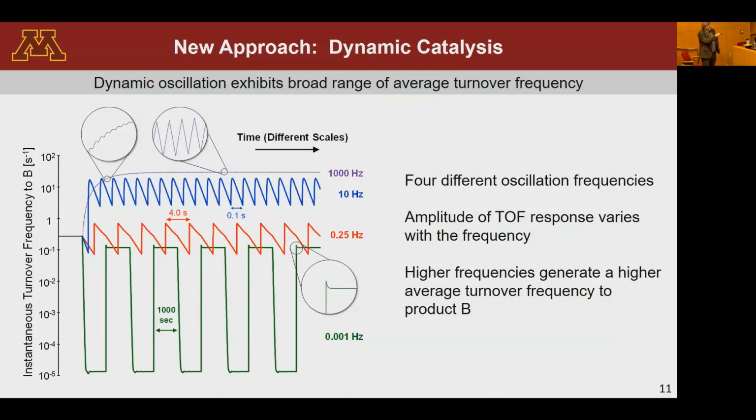If I increase the frequency of this, eventually at 0.25 hertz, I'll match my average turnover frequency to the steady state system. And above 0.25 hertz now, I'm actually beating the conventional Sabatier system. And this is X scaled to match whatever particular system I have. You can see here the time scale is 0.1 seconds. And up here at 1,000 hertz, what's happening is I'm flipping so fast that I'm not completely changing the surface coverage between all of A and all of B.